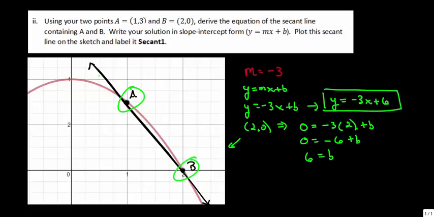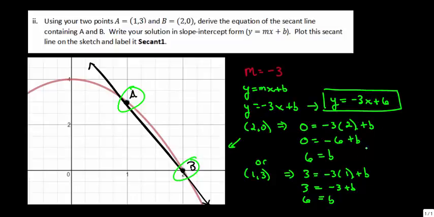That right there is the equation of this black line right here. That's one way of looking at it. You could have also plugged in A instead. Now remember, A is (1, 3), so 3 is the y value, 1 is the x value. And notice if I work this guy down, I get that same b equals 6 value.